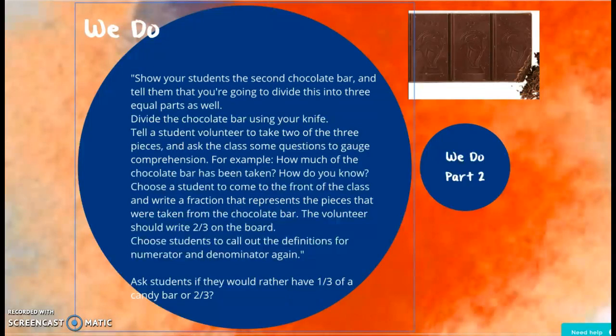Of course, you can do extra practice with other objects. You do want to make sure that you are actually partitioning an object or handing out groups of a set so that students see a concrete example.